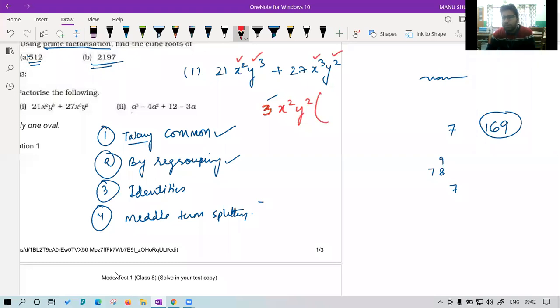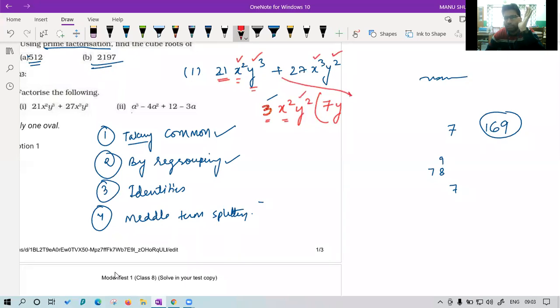Now we will write what is remaining inside. If from 21, 3 is taken, what is left behind? 7 is left behind. If x square is taken out of x square, what is left behind? Nothing, 1 we can say. If you write it, it is okay. If you don't write it, that is also okay. From y cube, you have taken y square common, so y is left over here.